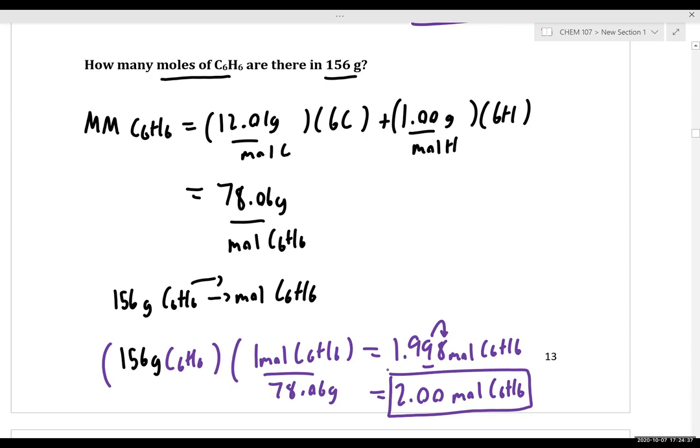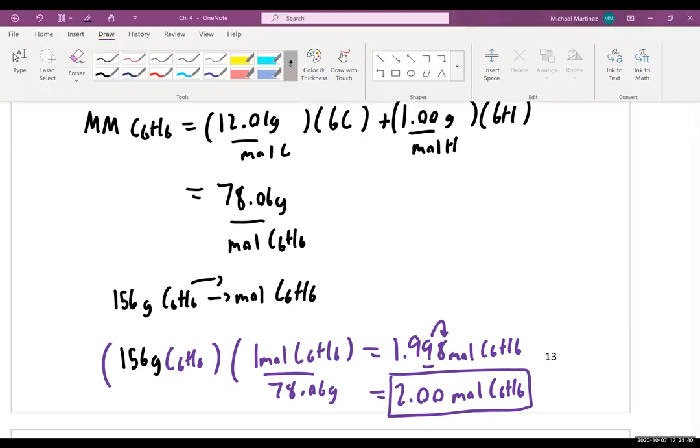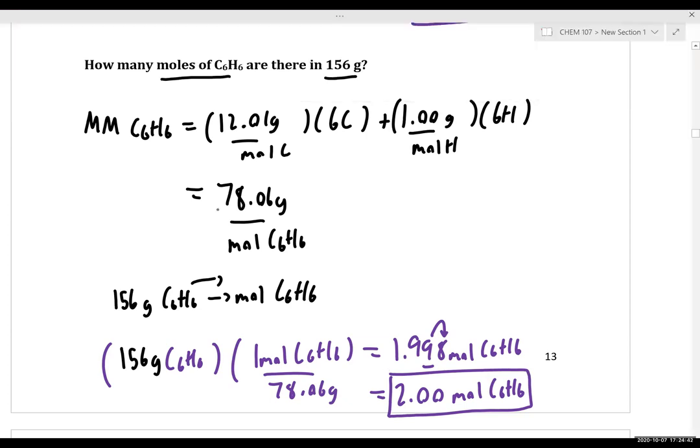Does this example make sense to everyone? Any questions on this example? Don't be shy to ask your questions verbally or in the chat, and I'd be happy to get them addressed.